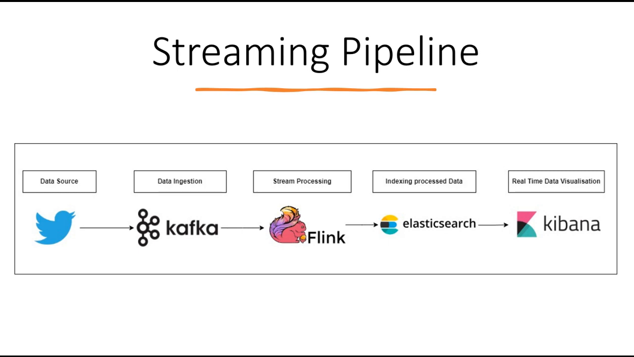Once the data enters Kafka, it's time for Flink, a powerful stream processing framework. Indeed, Flink enables us to process the incoming stream of tweets in real time, applying various transformations and computations. In our case, we'll be performing word count analysis to identify the frequency of words within the tweets.